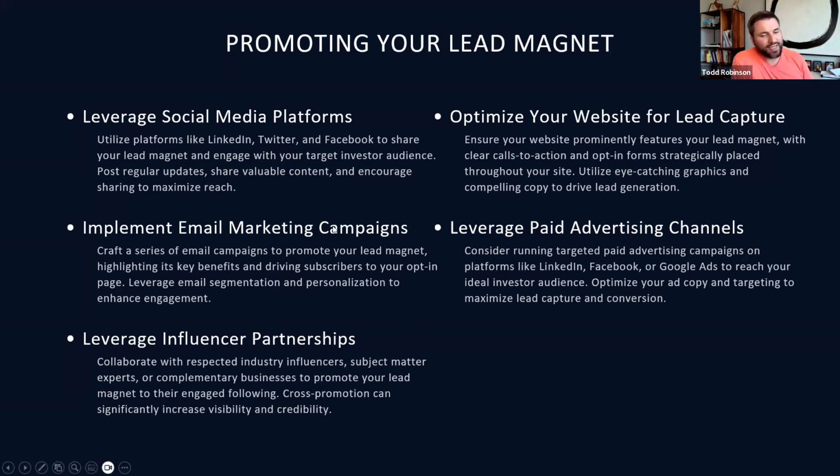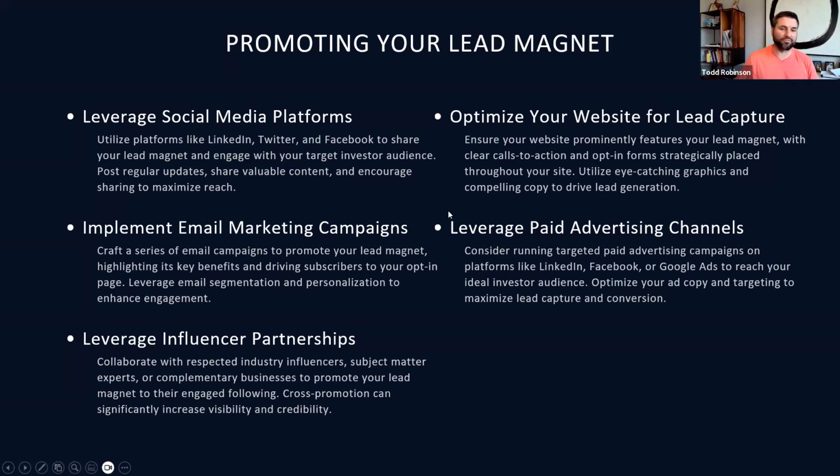Leverage influencer partnerships. This takes a little bit more time to build that following. But if you have a partnership with, for instance in the real estate space, a big vendor, a big company where you're basically leveraging their exposure for your benefit. And obviously, optimizing your website for lead capture. If people are visiting your website, capture their information, right? If you're doing blog posts, you want people to subscribe so that they are now in your ecosystem and they're going to get information from you.